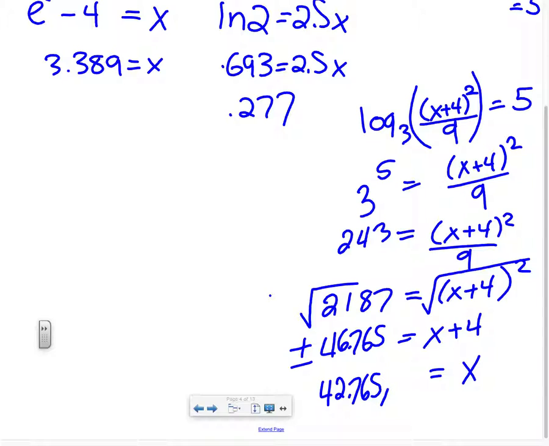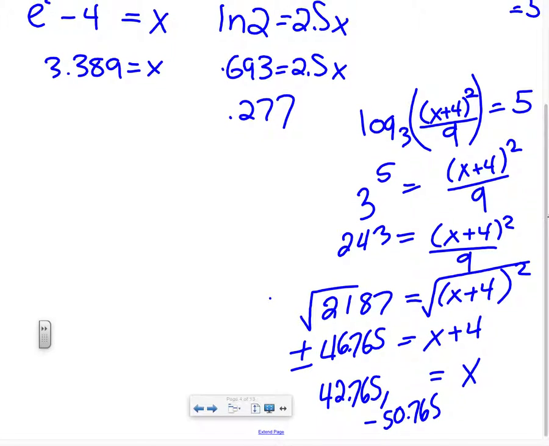And yeah, I got to do the other one. So negative 46.765 minus 4. I get negative 50.765. Was this a log equation to begin with?